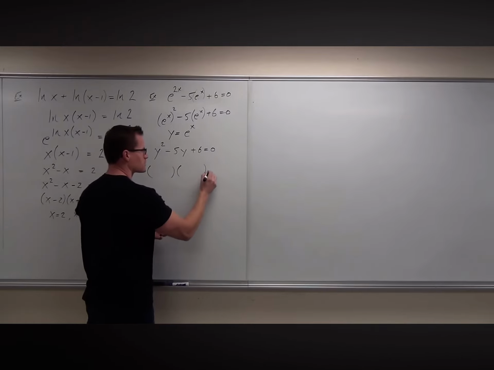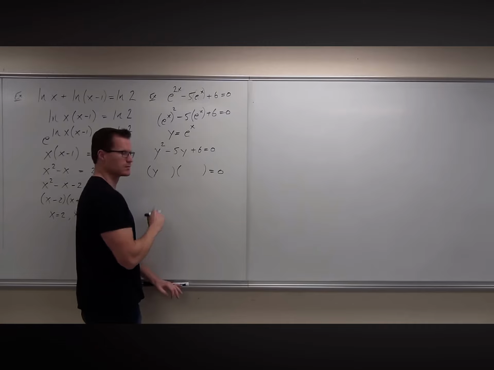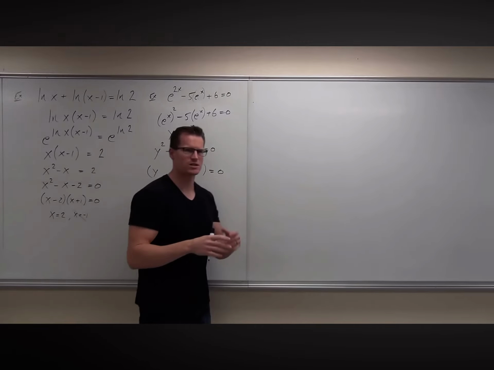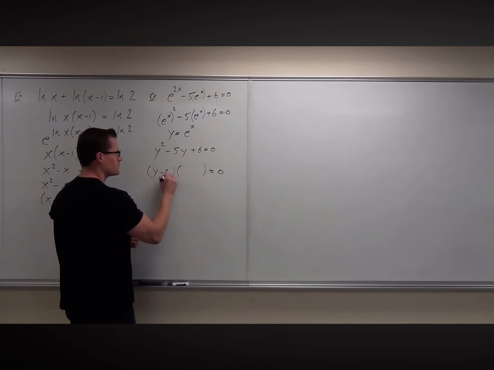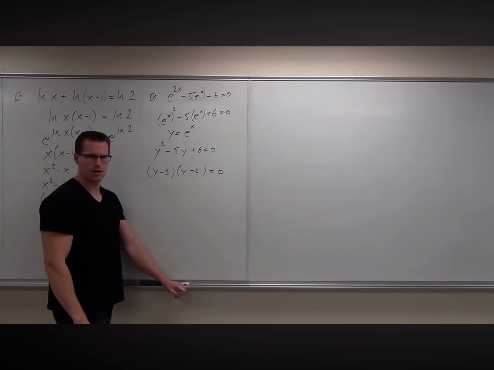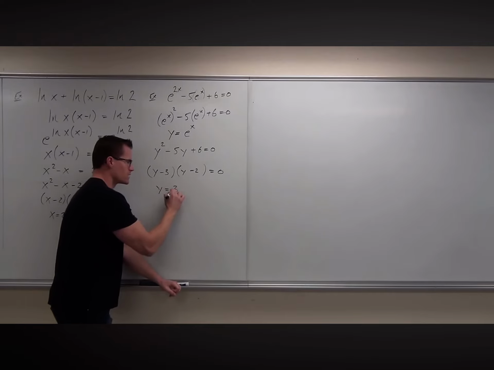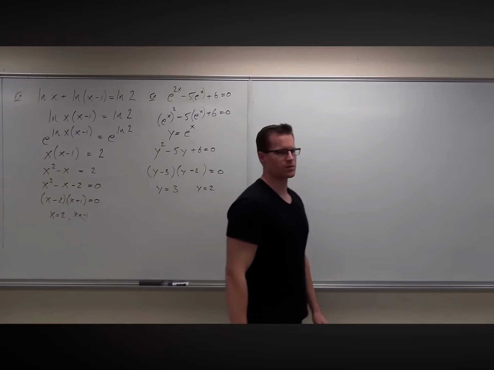Can you guys factor this? Y minus 3, y minus 2. Be careful with these ones. A lot of people use 5s and 1s or 6s and 1s. We have to have the correct numbers here. This is -3, -2. So y minus 3, y minus 2. We okay with that one? That means that y equals 3 and y equals 2.